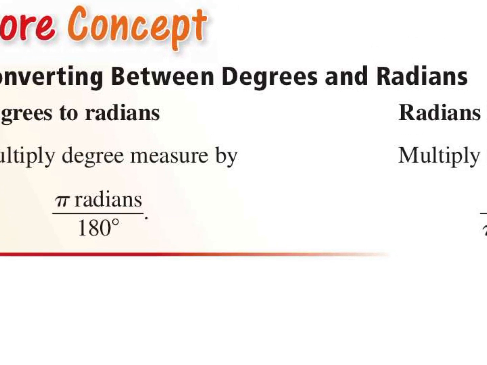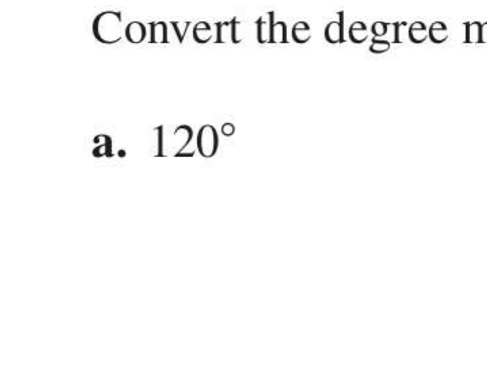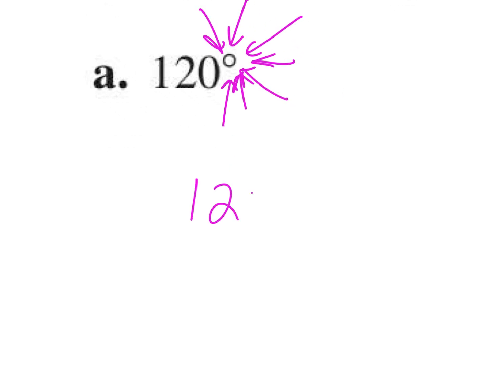So when you are asked to convert, what am I starting off with? Degrees or radians? How do I know I'm starting in degrees? Somebody help me see how I could tell I'm starting off in degrees here. There's a degree symbol. Perfect. So I have 120 degrees.